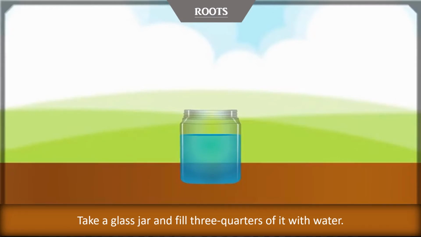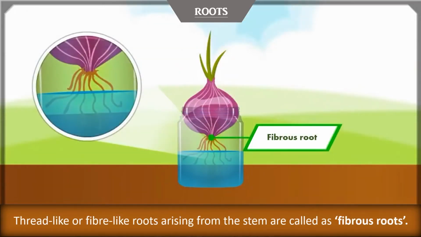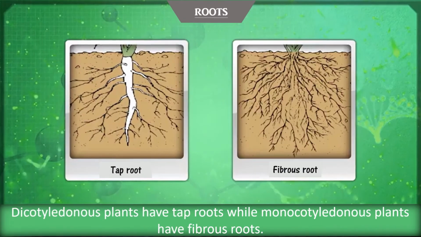Try this. Take a glass jar and fill 3/4 of it with water. Place an onion on the mouth of the jar in such a way that its roots are towards the water. Thread-like or fiber-like roots arising from the stem are called fibrous roots. Dicotyledonous plants have tap roots, while monocotyledonous plants have fibrous roots.